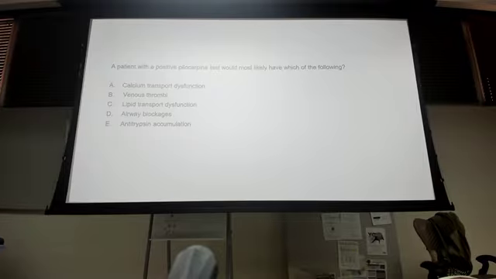All right, so let's go through these answers. Calcium transport dysfunction? No, because what kind of dysfunction are they having? Chloride. So that one's out. C is out, right? Anything about venous thrombi? No. What about E, antitrypsin accumulation? What antitrypsin do we talk about in this course? Alpha-1 antitrypsin deficiency, right? So we're thinking that's like a COPD, so that's not it. So airway blockages, and why is it blocked? Yeah, very thick, tenacious mucus.